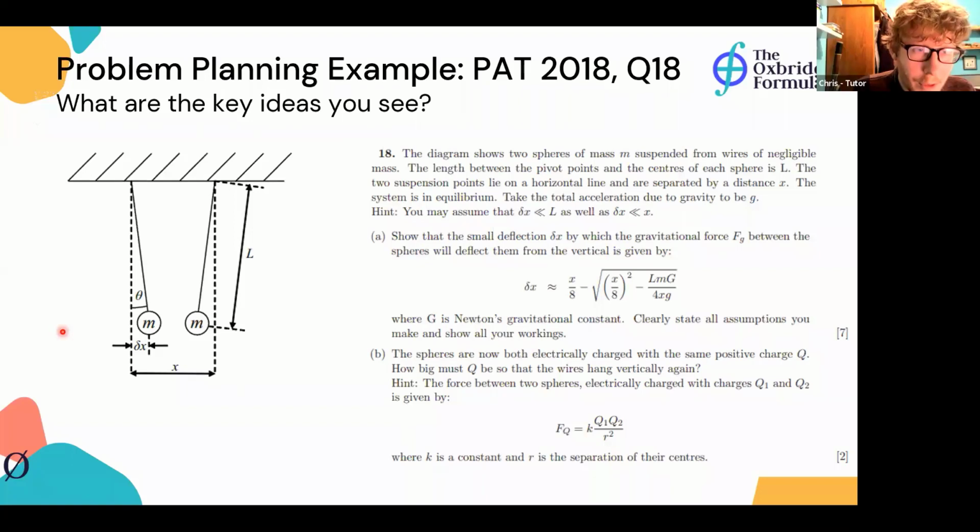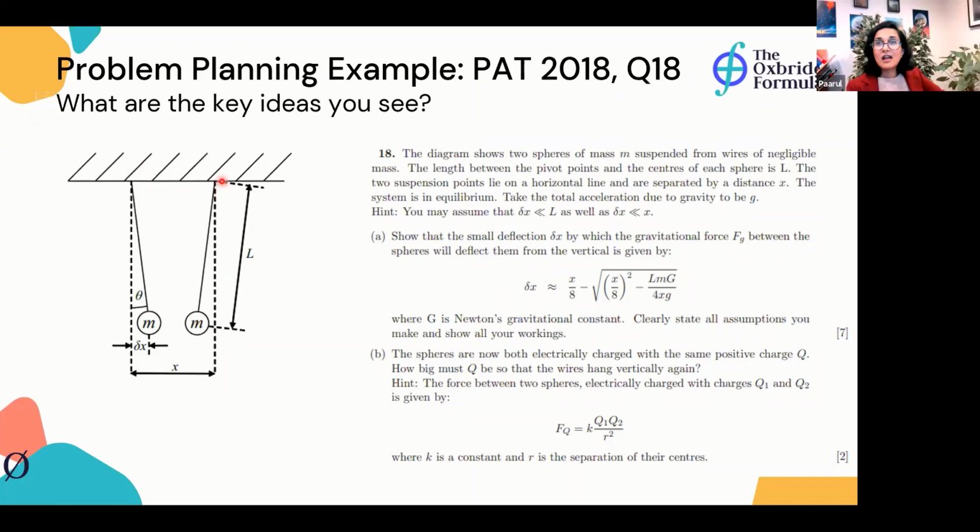Okay, so if we just read the first paragraph, it says the diagram shows two spheres of mass m suspended from wires of negligible mass. The length between the pivot points and the centers of each sphere is L, so it's basically the length of the wire. The two suspension points, that's where the wires meet the ceiling, lie on a horizontal line and are separated by distance x. The system is in equilibrium.